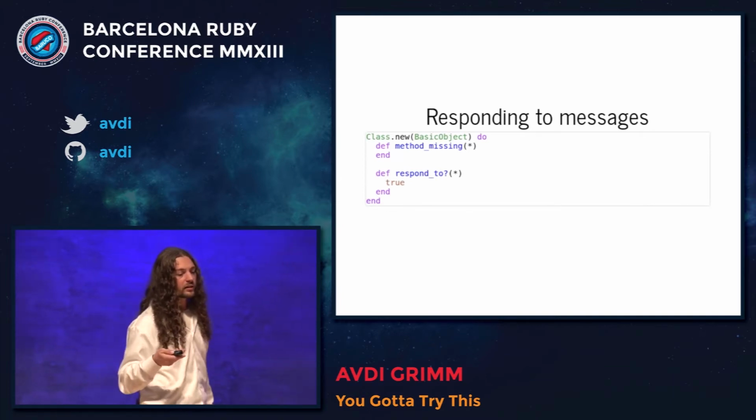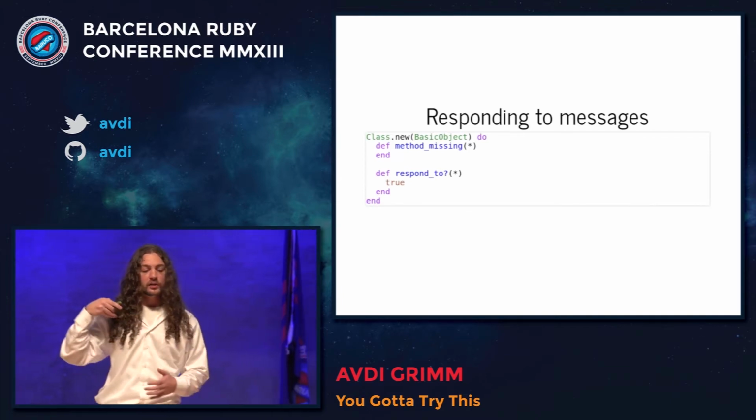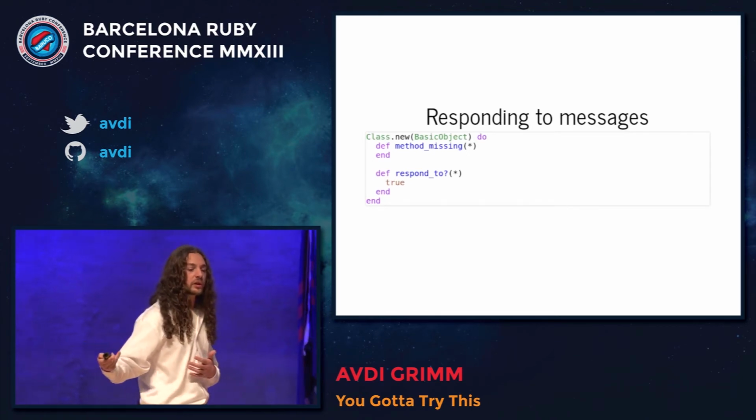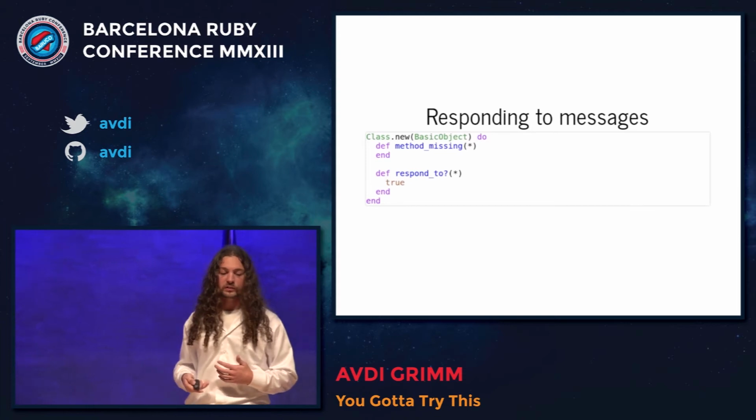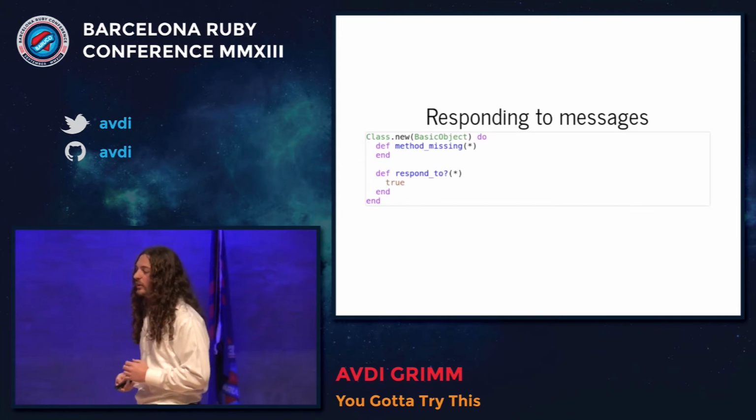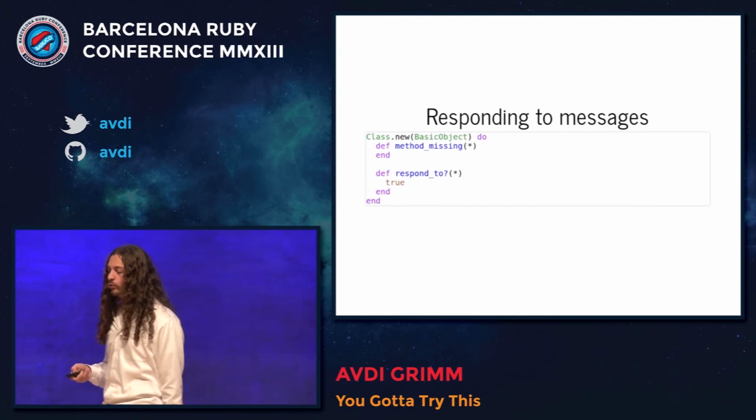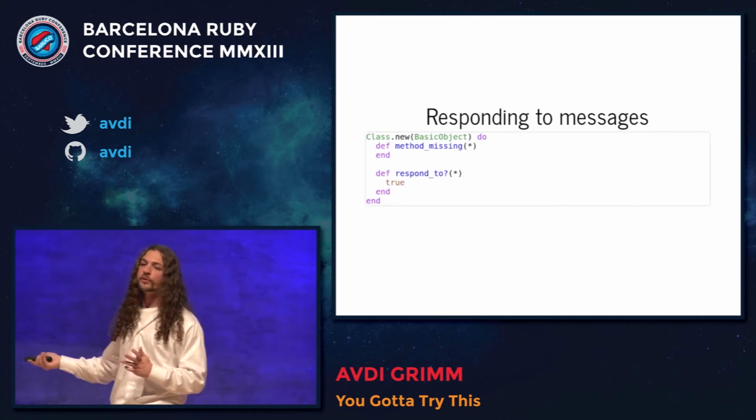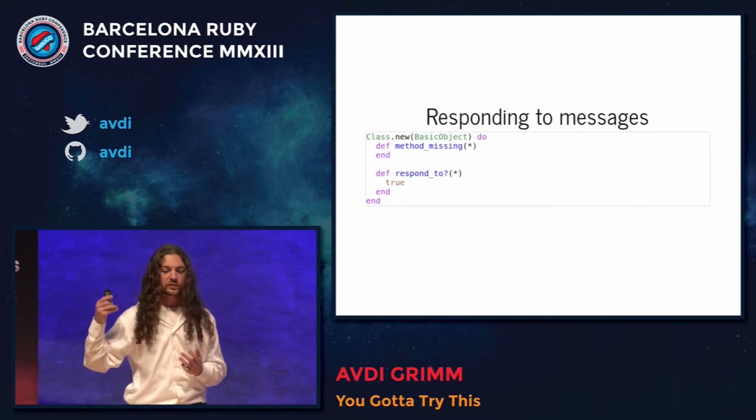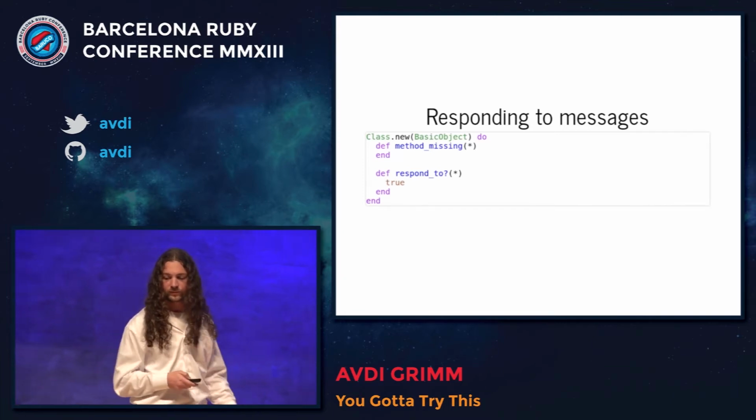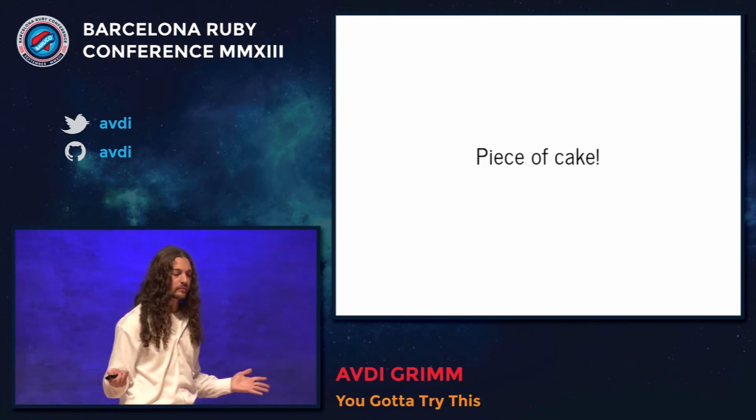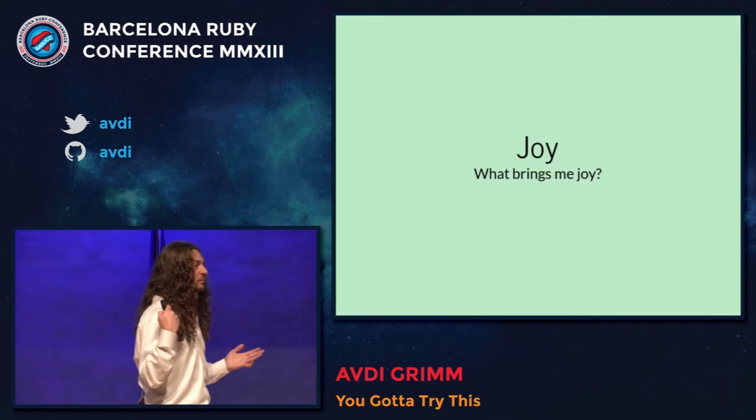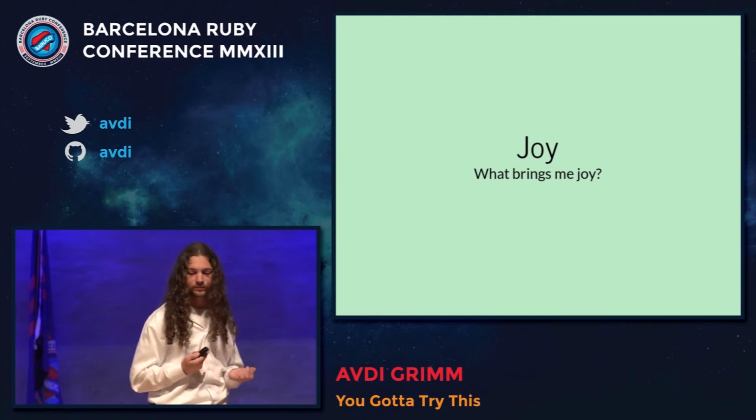So we're done there. And the only other thing we need to do is we want this object to also report that it responds to any message, so we also define respond_to?. And again, accept any arguments, this time return true for everything. And that's it. We're like 80% of the way done with our null object library with just these few lines of code. Piece of cake. This kind of stuff makes me happy, brings me joy.